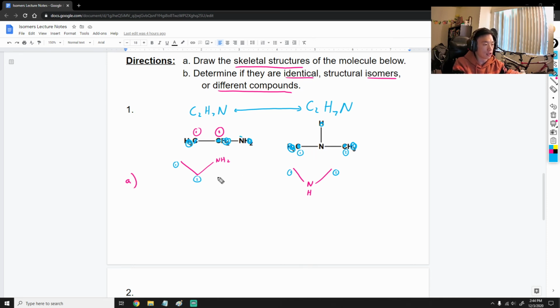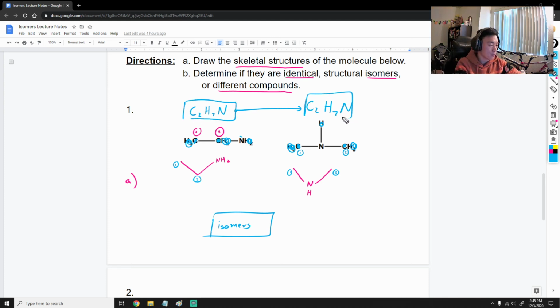but they are arranged differently, right? Here the N is attached to carbon number 2, and in this one the N is attached to carbons 1 and 2. So these would be an example of isomers. They're isomers because they have the same formula, but they're connected differently.